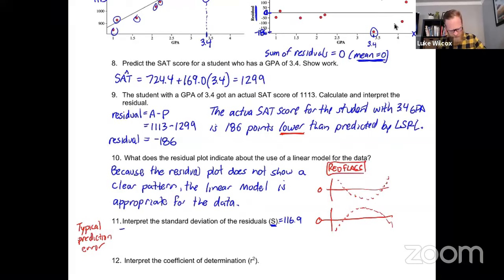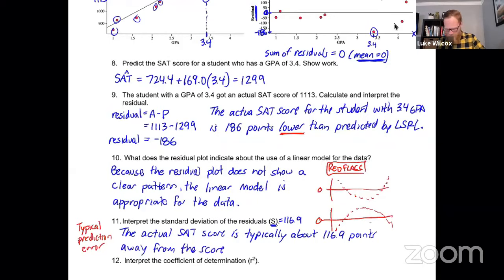So here's how I'm going to word it. I'm going to say the actual SAT score is typically about 116.9 points away from the score predicted by the LSRL with X equal to GPA, right? The actual SAT score is going to be about 116.9 away from the score predicted by the LSRL.